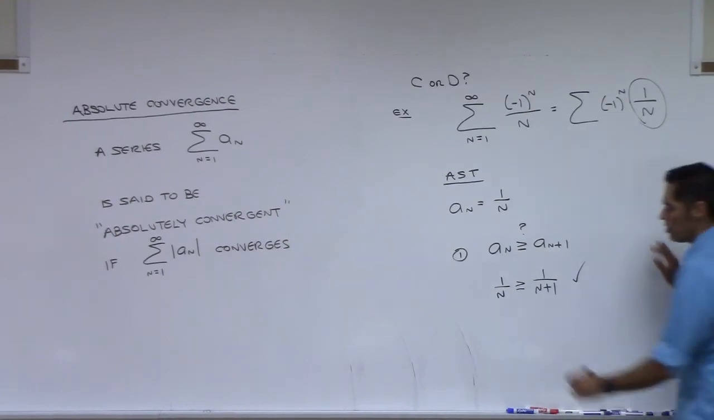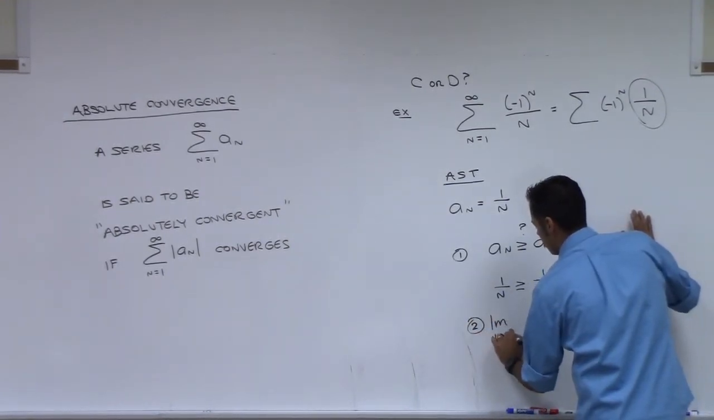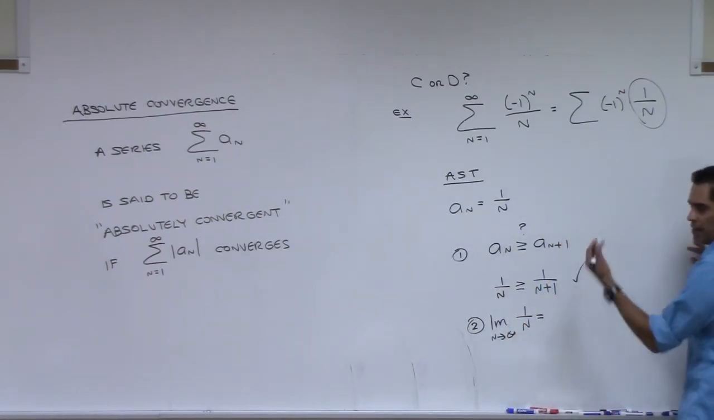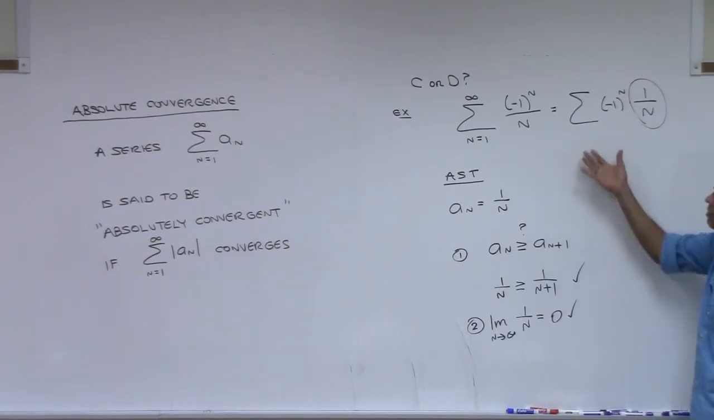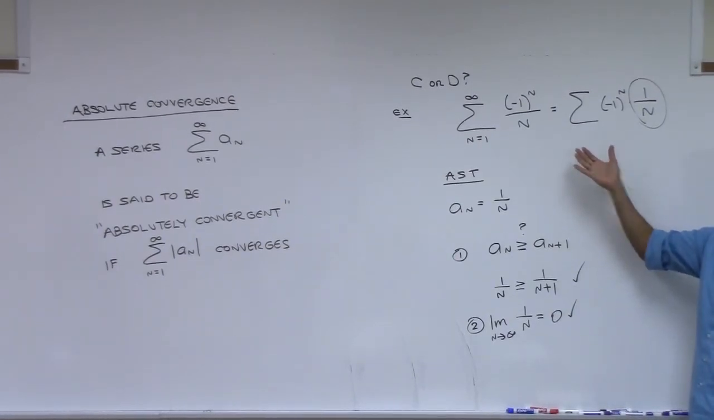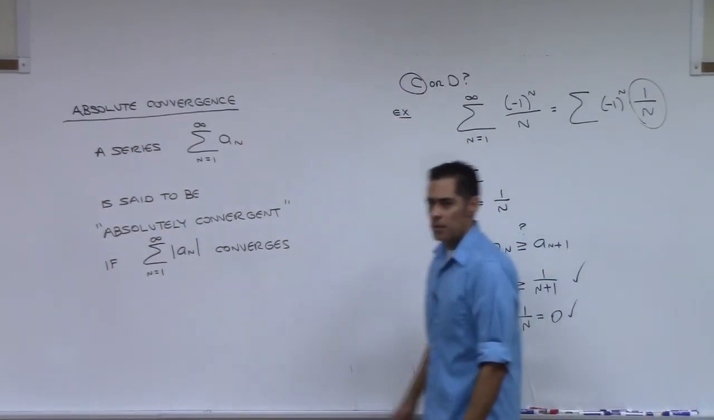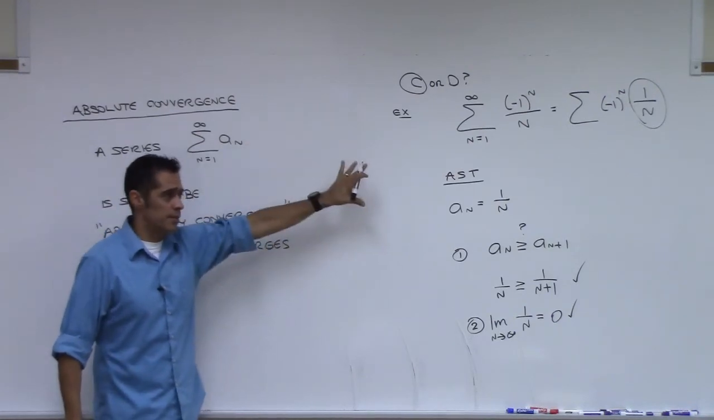Okay, part 2. Does the limit as n goes to infinity of 1 over n equal 0? Yes, right? So check. So what does this series do? It converges, right? This converges. Got it? That is a convergent series.